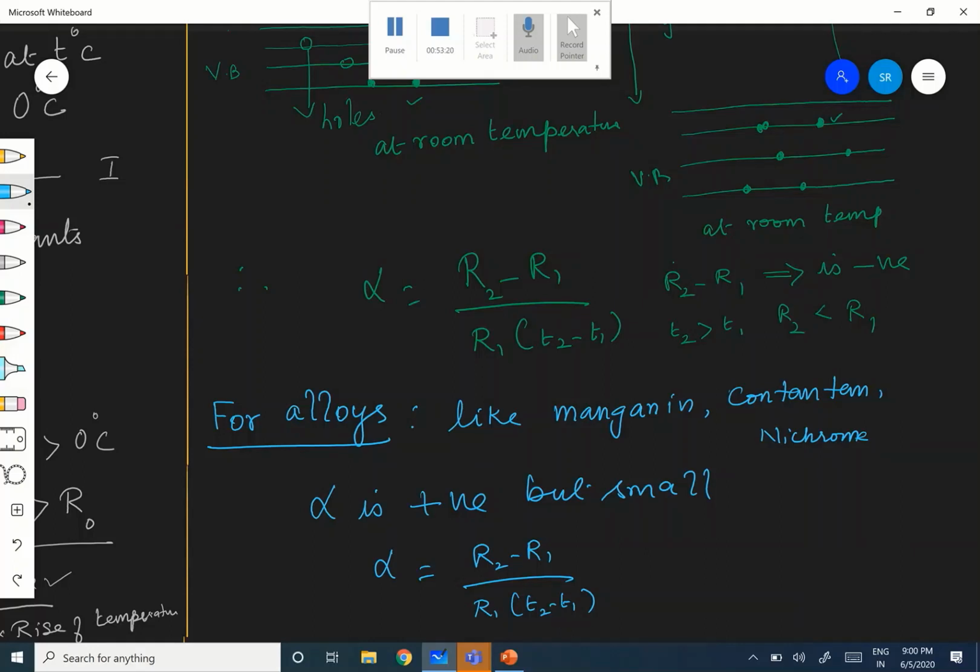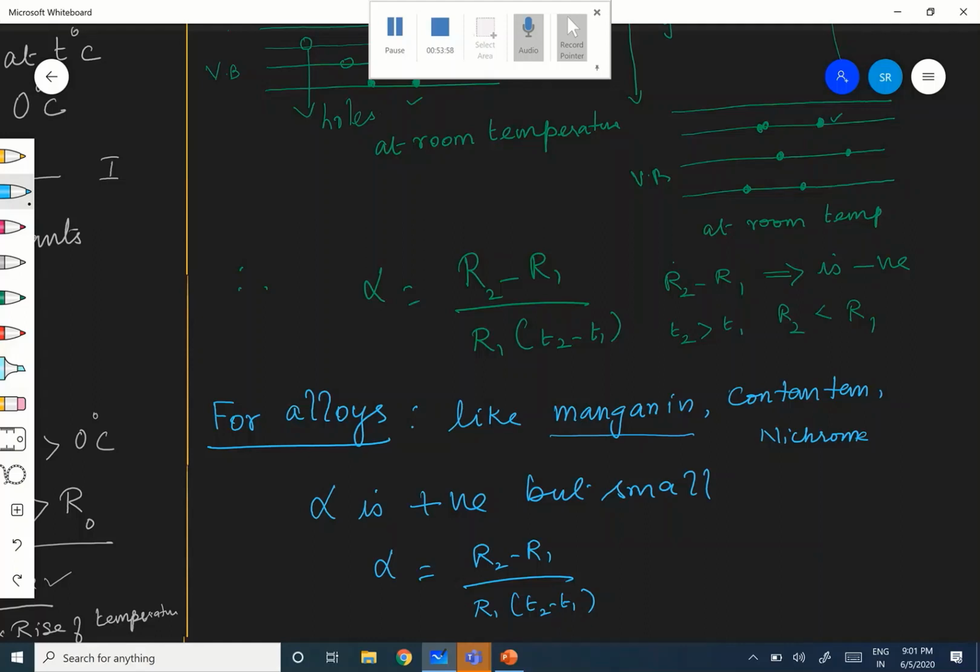Why? Because the resistance does not change appreciably even for several degrees rise in temperature. But for metals, it shows very immediately. As you increase the temperature, resistance will immediately increase. In alloys it increases, but the increase is very small. That is why we are using these alloys for making resistance coils.